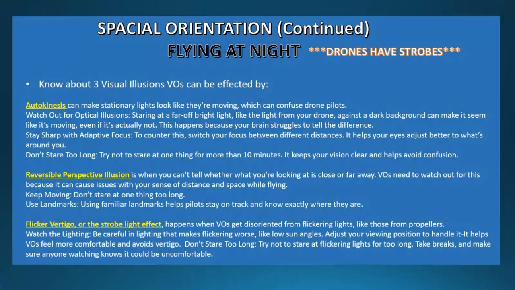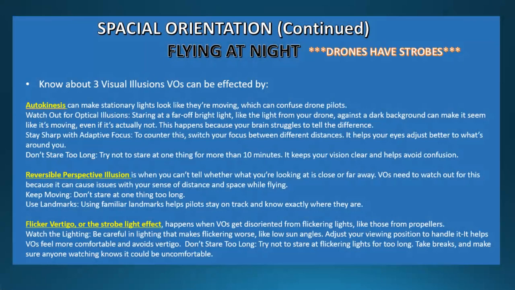So we're going to learn about the 3 visual illusions that VOs can be affected by: autokinesis, reversible perspective illusion, and flicker vertigo. As you do your VO rolls, you'll find out it's a lot harder to stare straight up at a drone. It's a strain on your neck, and it's easier to look at it from shallow angles. So these 3 visual illusions are enhanced more by you looking straight up and a little bit easier to cope with when you look at it at shallow angles.